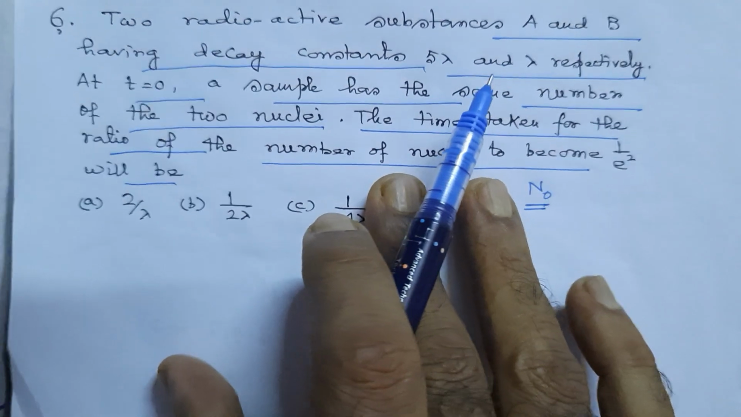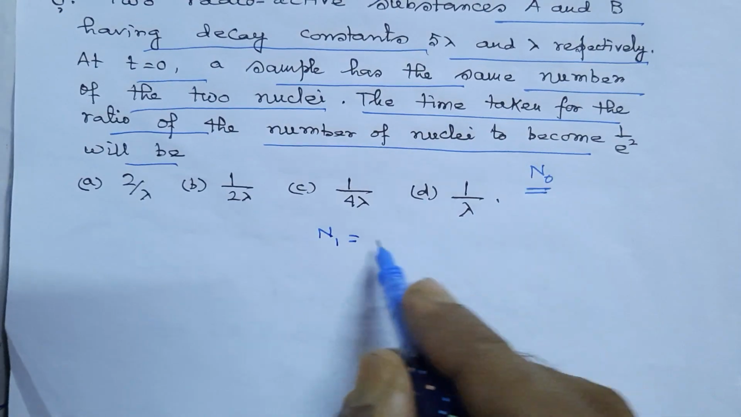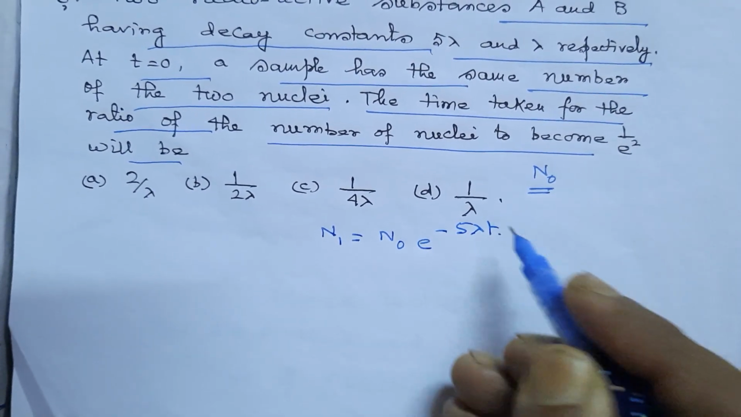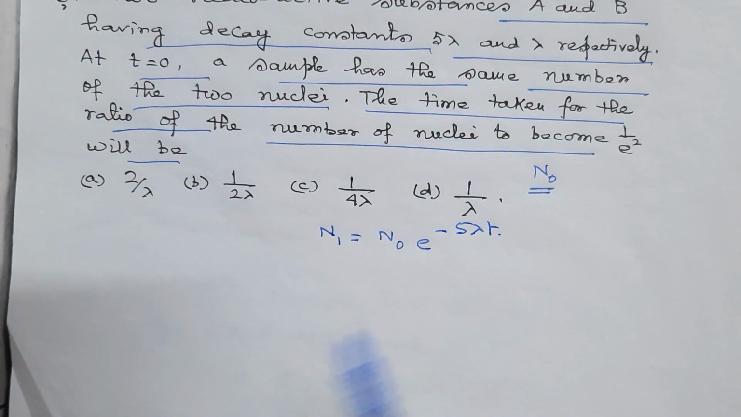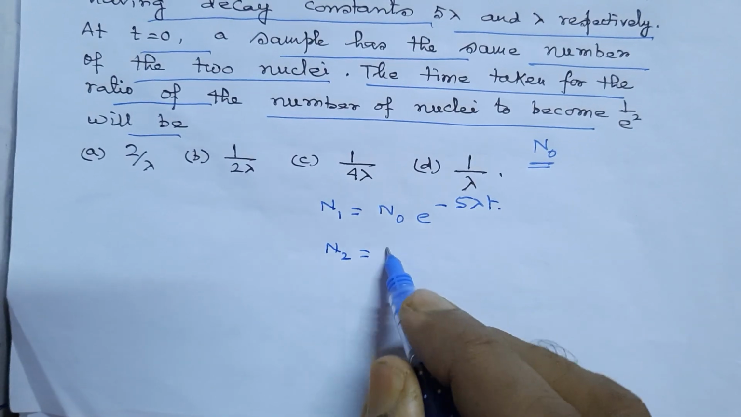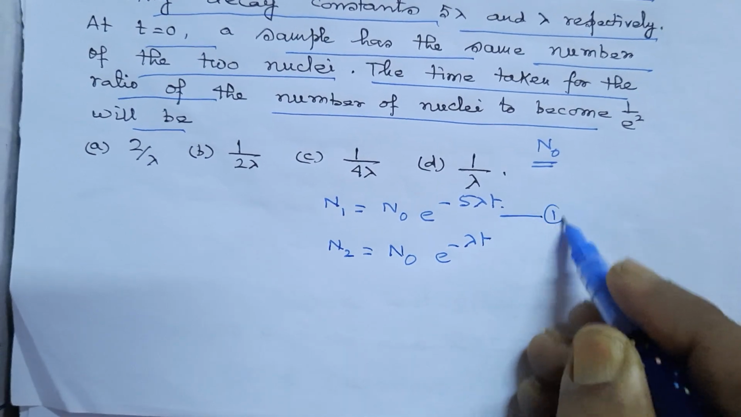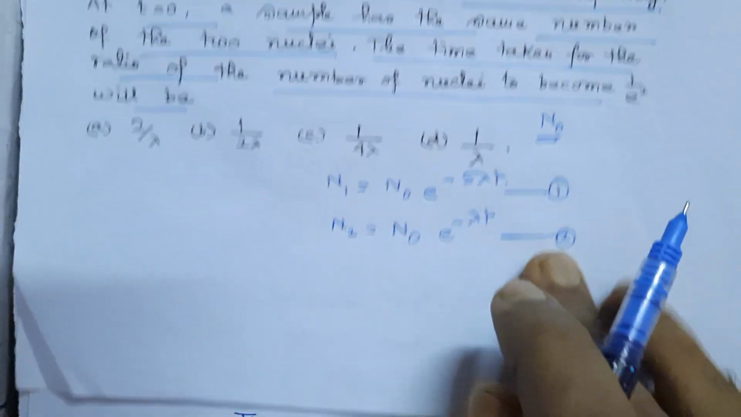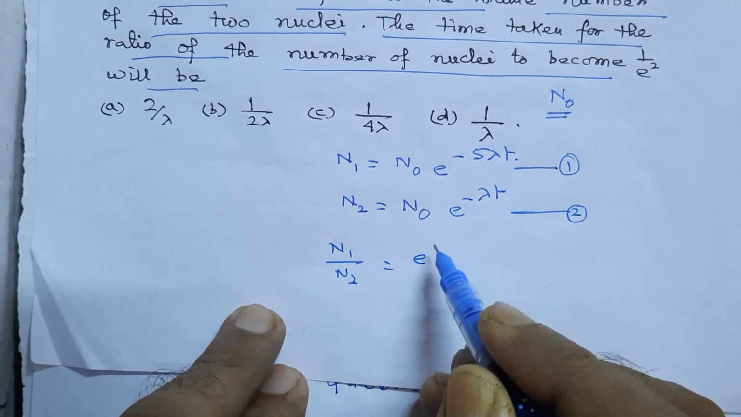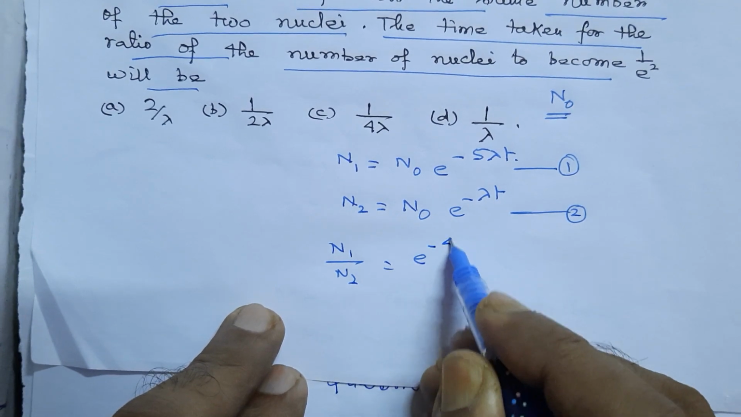Now, for the first case, the number being N1, N1 equals N0 e to the power minus 5 lambda t, as the decay constant is 5 lambda in this case. For the second case, let the number of nuclei present be N2, equals N0 into e to the power minus lambda t. So dividing equation 1 by equation 2, we get N1 by N2 equals e to the power minus 5 lambda t by e to the power minus lambda t, that is e to the power minus 4 lambda t.